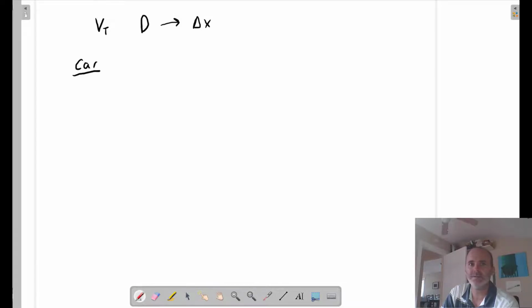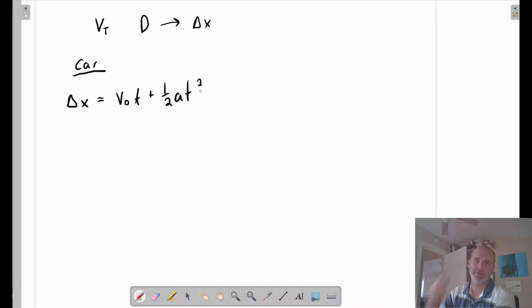Well, we know the car is accelerating, so I'm going to pick a kinematic equation with an acceleration. Delta x is equal to v naught t plus 1/2 a t squared. This is an equation on the AP formula sheet, but it's also something we can memorize. The car started off at 0, so right there I can cross this term out. So that's for the car.